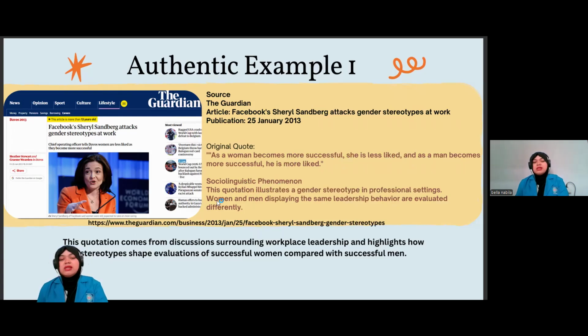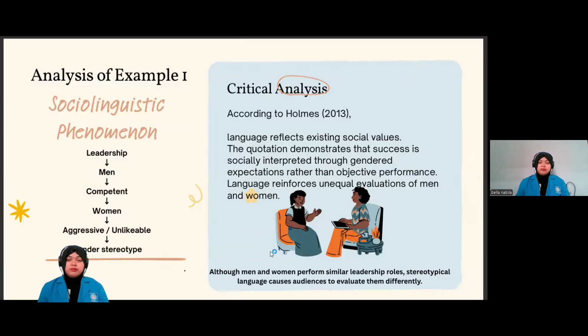Sociolinguistic phenomenon: this quotation illustrates gender stereotypes in professional settings. Women and men displaying the same leadership behavior are evaluated differently. Usually, this quotation comes from discussions surrounding workplace leadership and highlights how stereotypes shape evaluations of successful women compared with successful men. Analysis of example number one for the sociolinguistic phenomenon: leadership is for men, while competent women are seen as aggressive or unlikable, which is a gender stereotype.